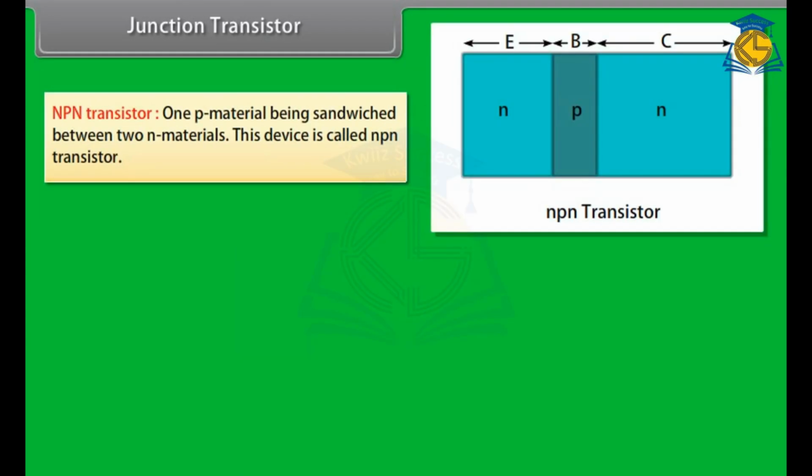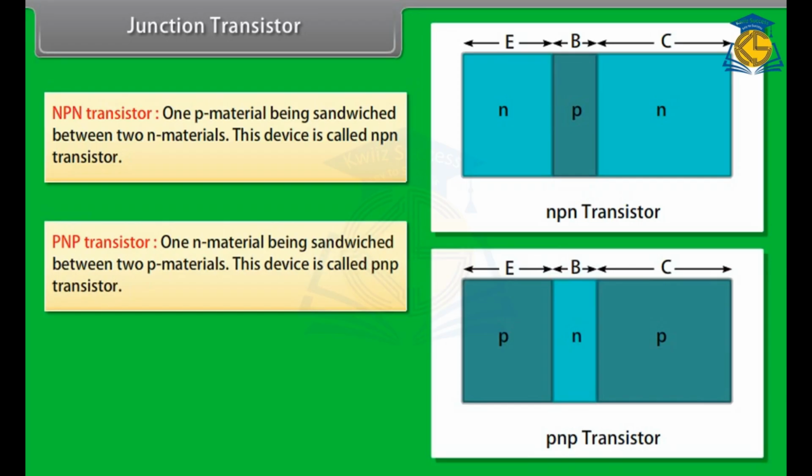NPN transistor: one P material sandwiched between two N materials. This device is called an NPN transistor. PNP transistor: one N material sandwiched between two P materials. This device is called a PNP transistor.